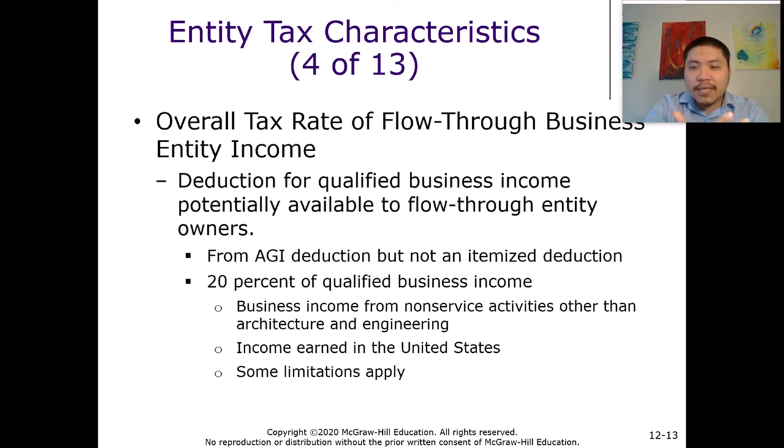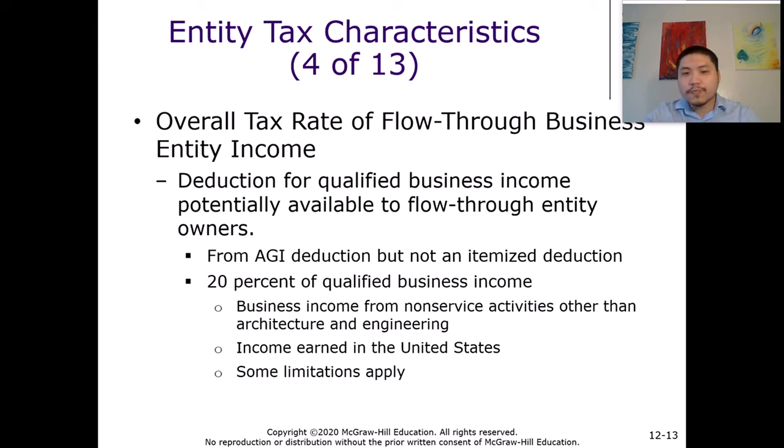When the taxpayer is a business owner, and if their business qualifies, they may deduct 20% of the qualified business income as a for AGI deduction. So that is one benefit that business owners of flow-through entities have from setting up flow-through entities. And what is qualified business income? I'm not going to talk about that because we already covered it.